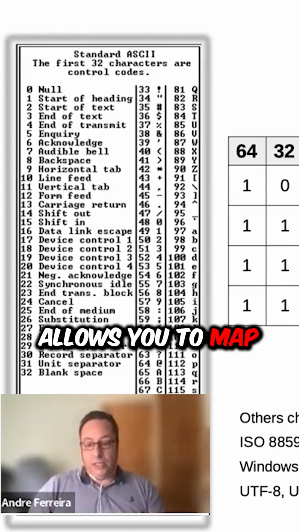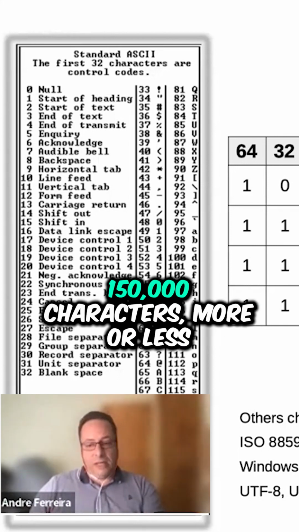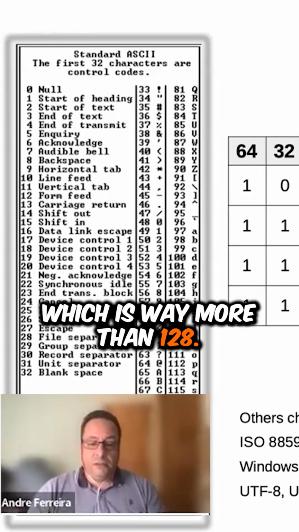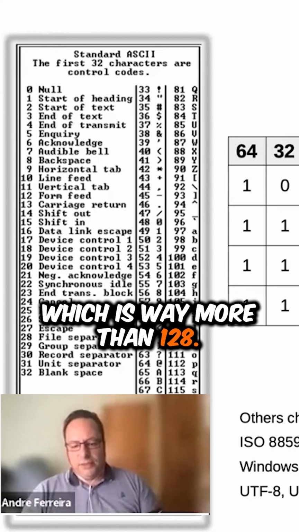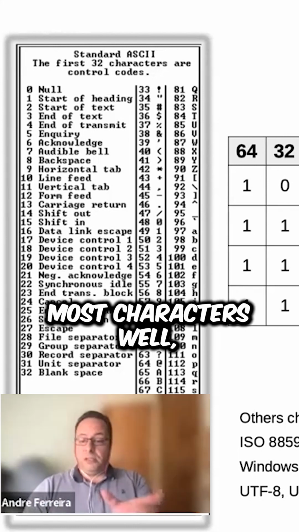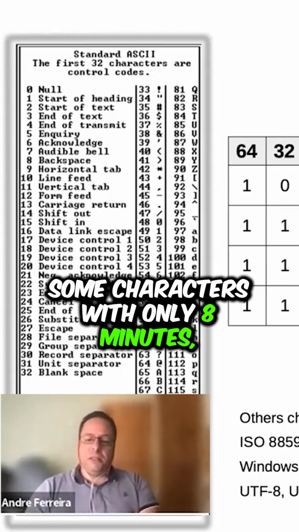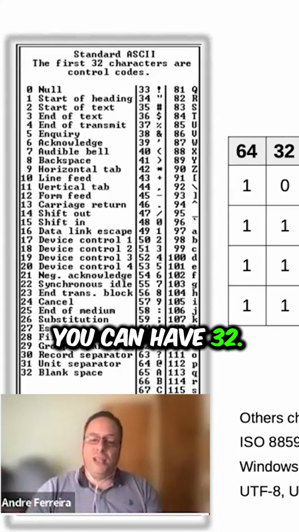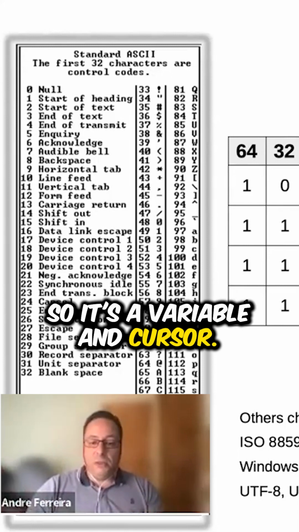And Unicode allows you to map 150,000 characters, more or less. Not so many, but almost 150,000, which is way more than 128. And it's really pretty smart also, because you can represent most characters, well, some characters with only 8 bits, but if you need more, then you can have 16, and then if you need more, you can have 32. So it's a variable length char set.